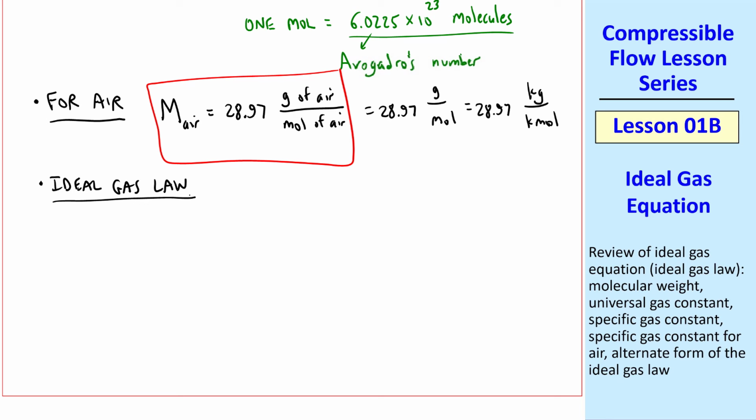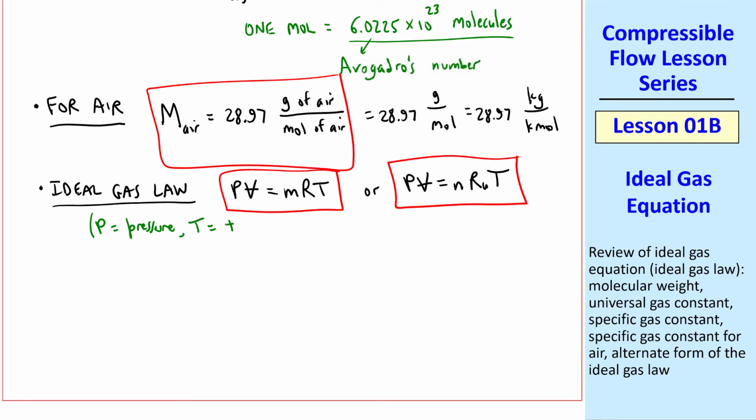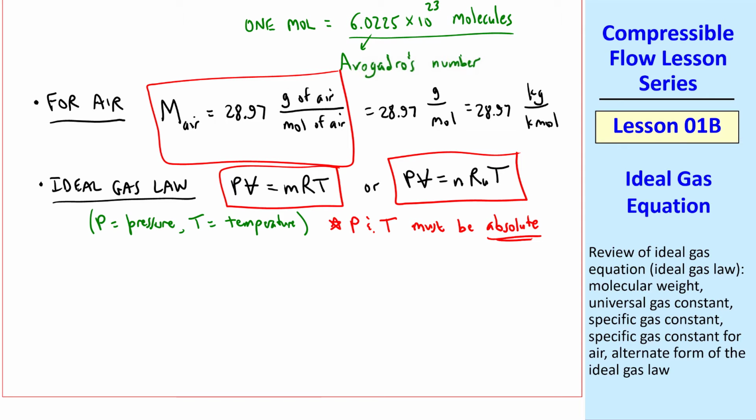Now let's write the ideal gas law. It's PV equal mRT, or PV equal nR_UT. These are both common expressions of the ideal gas law. Where P is pressure, I'll use a capital P, but some textbooks use a lowercase p. And T is temperature, and I caution that both P and T must be absolute values. You never use a gauge pressure in these equations, and you never use degrees C in these equations. You must use Kelvin.